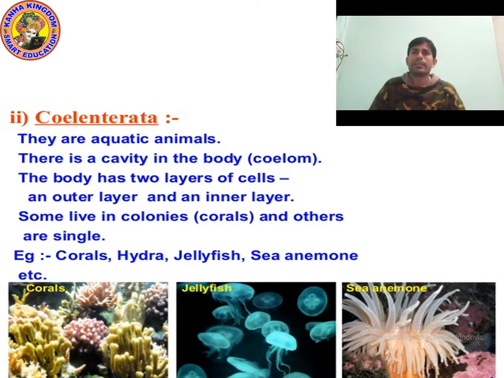So Coelenterata have a coelom, means they have a cavity in their body, a hollow space. And they have two layers of cells, an outer layer and an inner layer, or you can say they have two germ layers. We are talking about their skin layer. They have two layers, outer layer and inner layer.